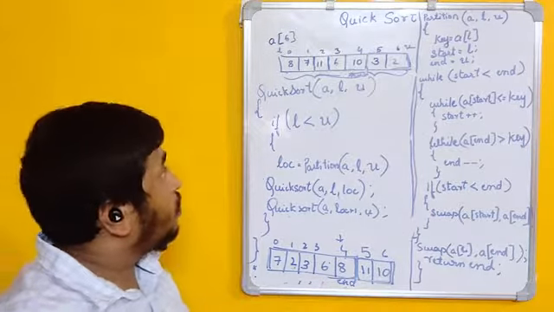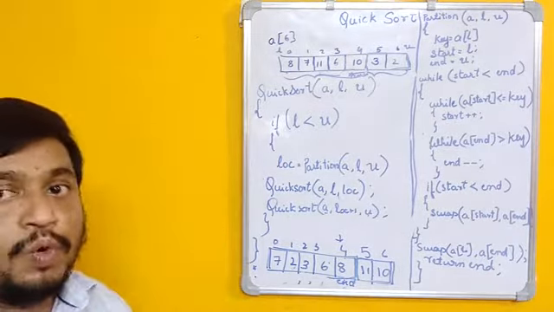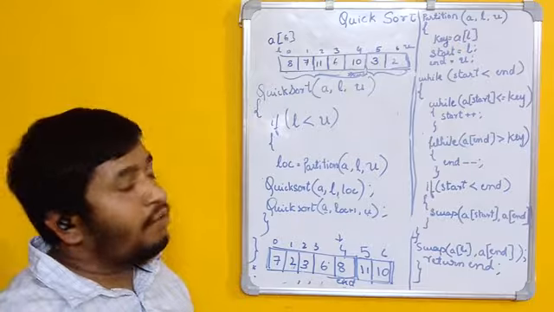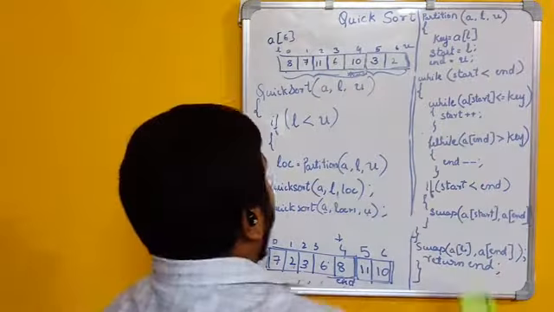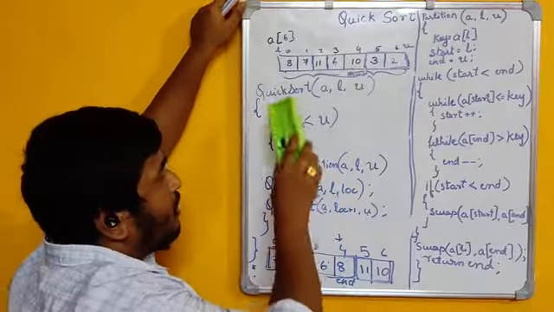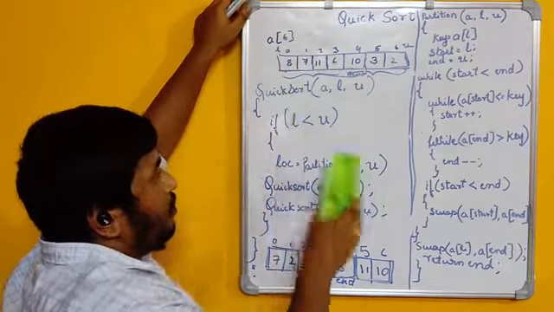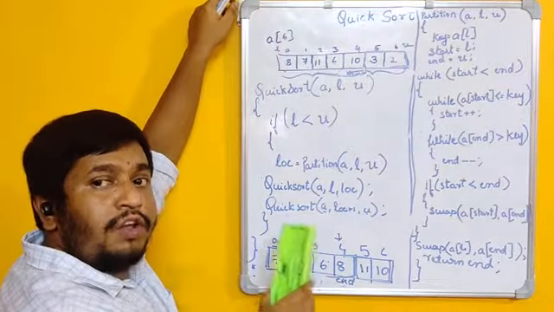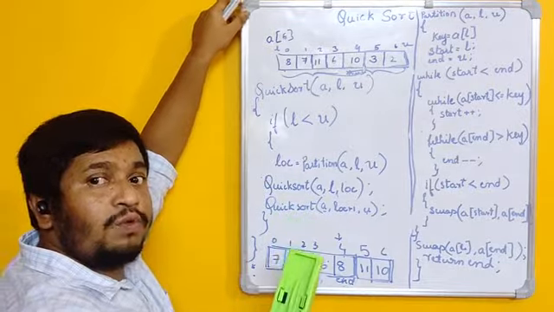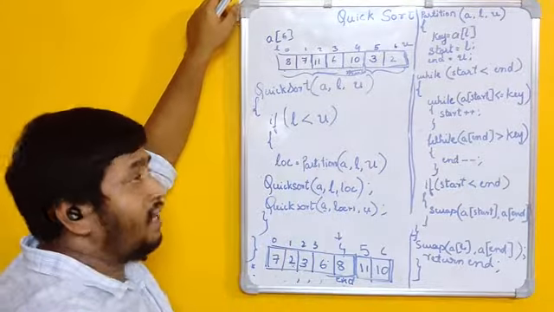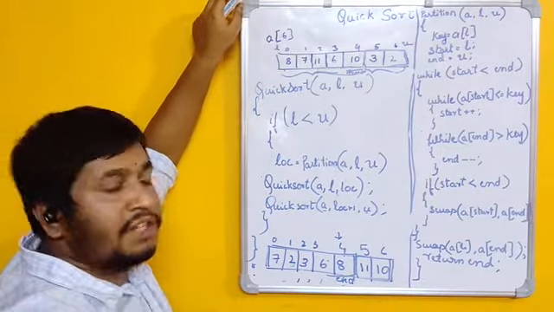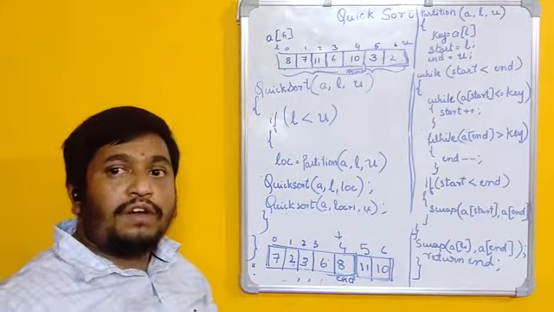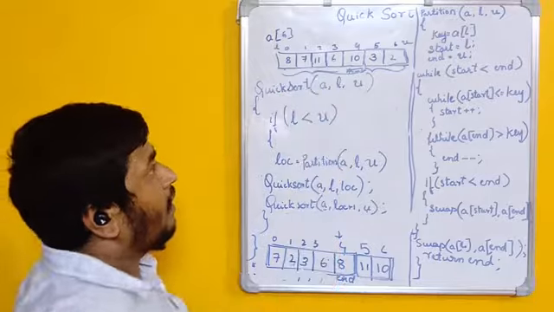Okay, this is quick sort. What have we done here in quick sort? We have taken one pivot element and compared it with the elements, and we have taken two variables, start and end. First, we check A of start with the key element. If A of start is less than or equal to key, we increment start until the condition fails. If A of start is greater than key, then we stop that increment.